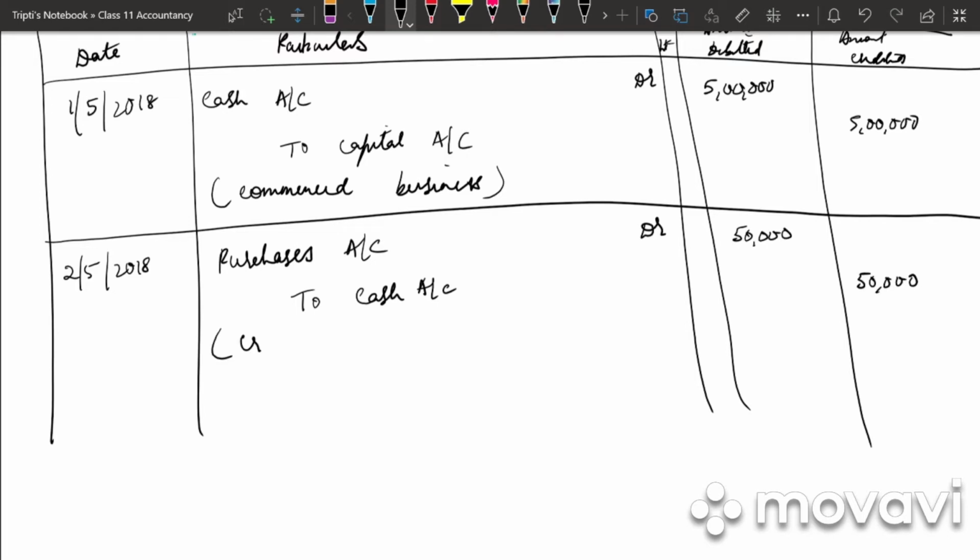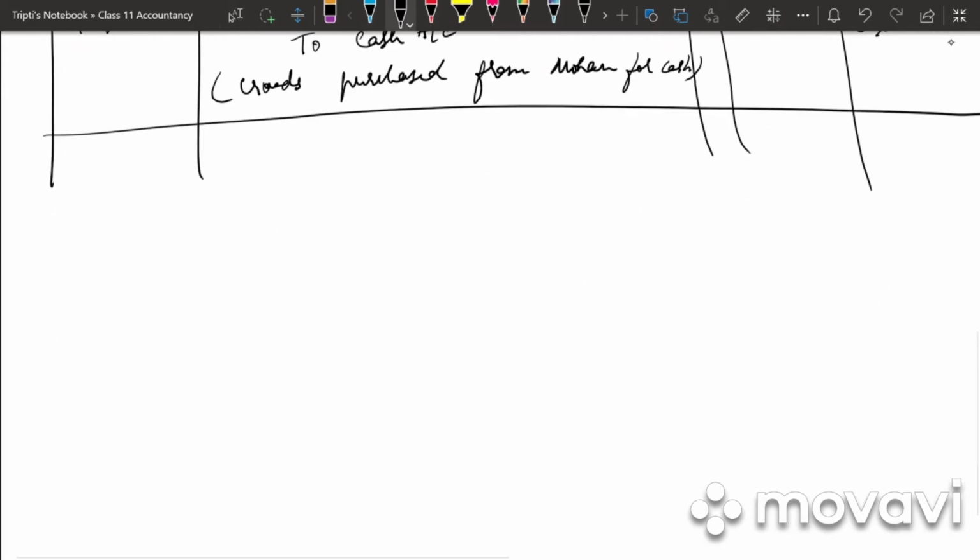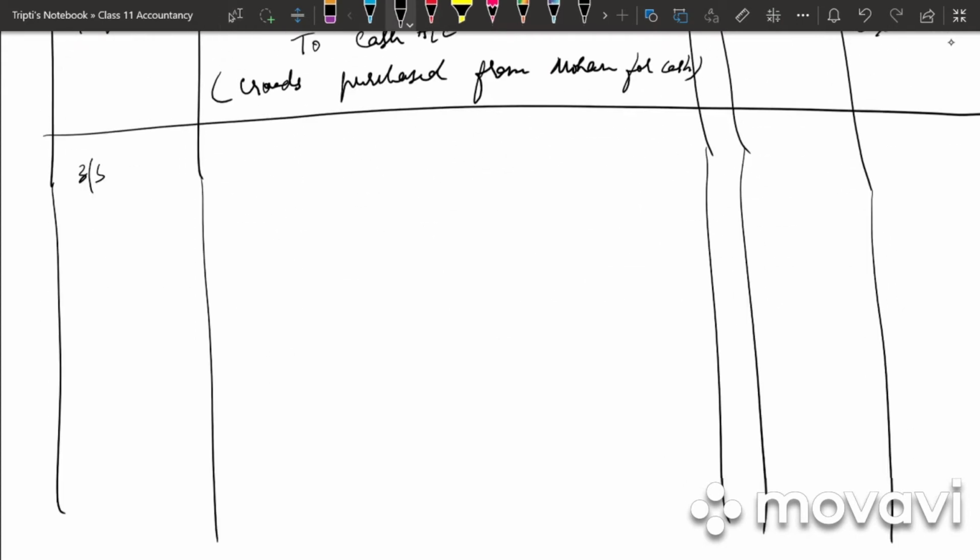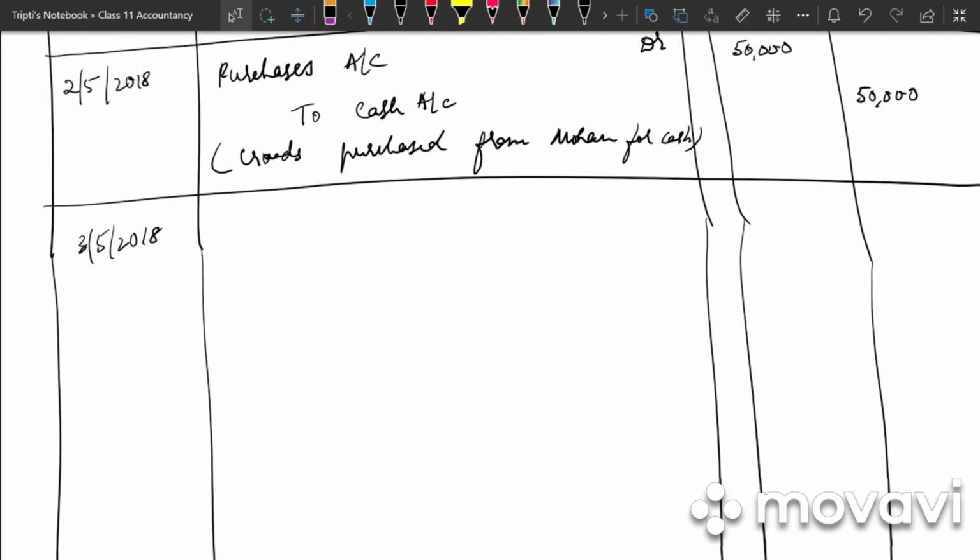So what is the narration? Goods purchased from Mohan for cash. Again draw the line. Next journal entry we have 3rd May 2018. Goods purchased from Ajay. So here they have not said it is for cash. So it is purchase account debited to Ajay's account.